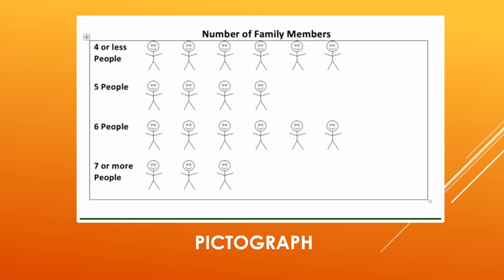Now I've made this graph for the next part of the student work. Look at the title at the very top. It says Number of Family Members. Each stick person represents a student in the class. And on the left-hand side for the labels, it's 4 or less people in the family, 5 people, 6 people, 7 or more people in a family. So each stick person is a child in the class, and each one is placed beside the label of how many people they have in their families.